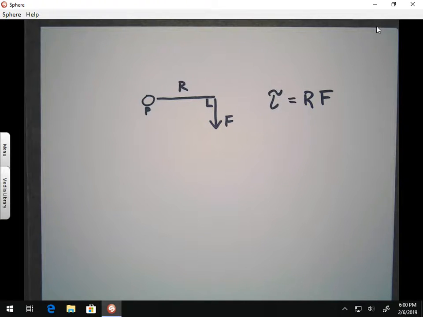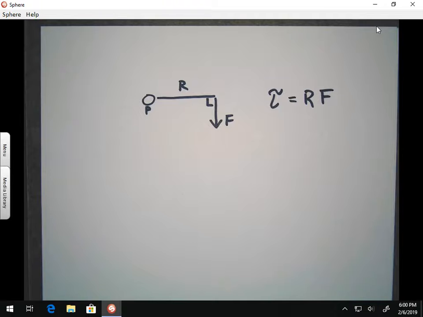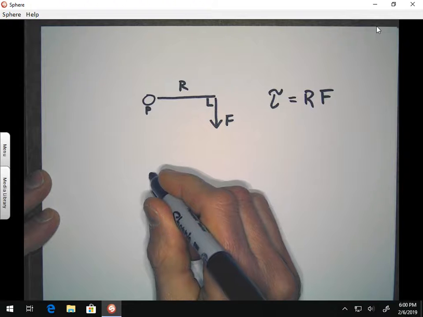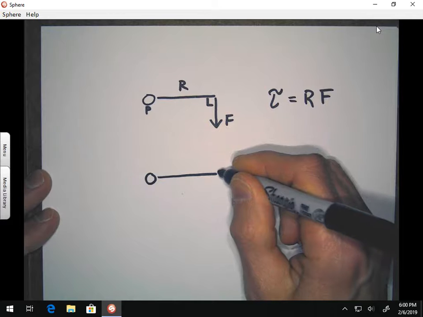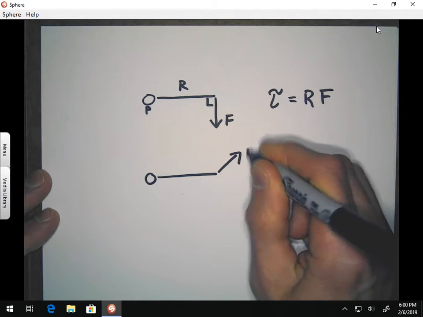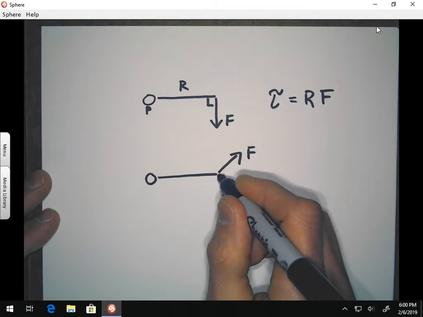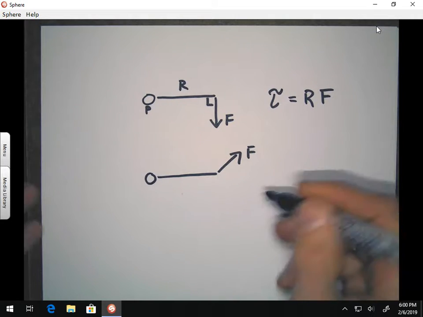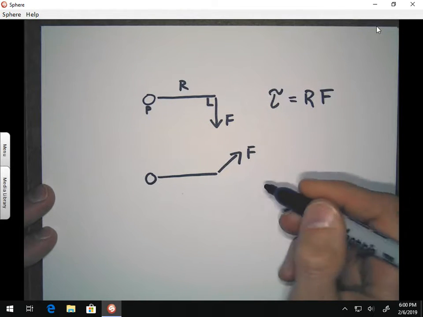We want to get a little more general in our thinking, because sometimes the force does not make a 90-degree angle. Sometimes the force makes some other angle. So for example, what if you had a force that does this? It's not really pulling straight down on that lever arm anymore, but now it's making some new angle, and there's got to be some way of dealing with that.